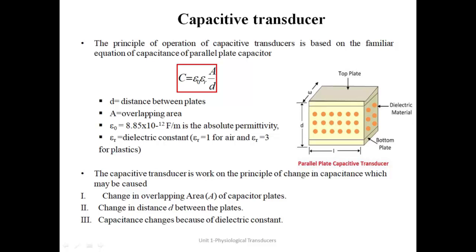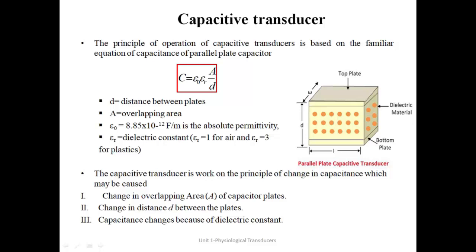So whenever you're designing a capacitive transducer, you have to think about how the physical quantity that you want to measure, for example a mechanical movement or some pressure, should be connected to the capacitor in one of these three ways. Either your physical quantity should change the overlapping area, or it should change the distance between the two plates, or it should change the dielectric material in between. That will automatically change the dielectric constant.